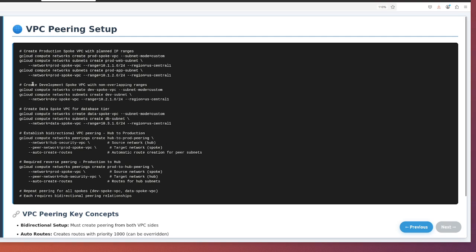Each peering relationship is bidirectional but must be established from both sides. When we create hub-to-prod peering, we also need to create prod-to-hub peering. Until both sides are configured, the peering won't work.